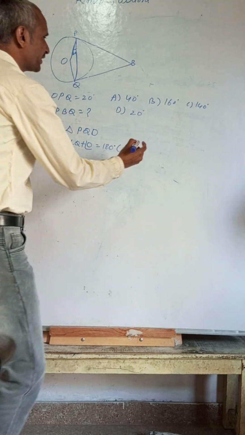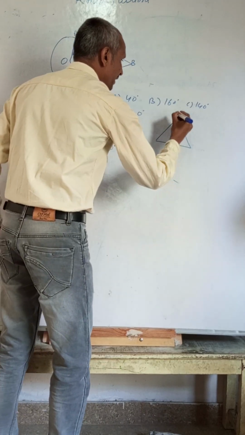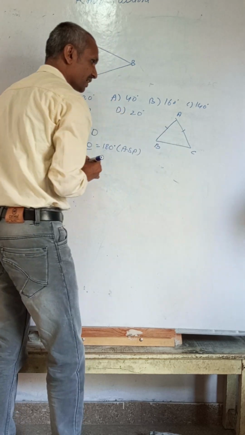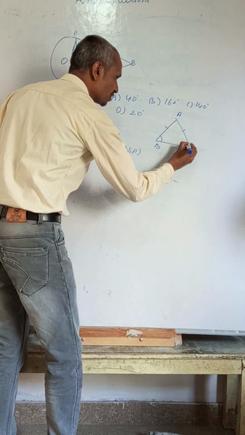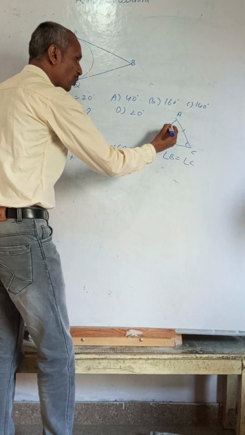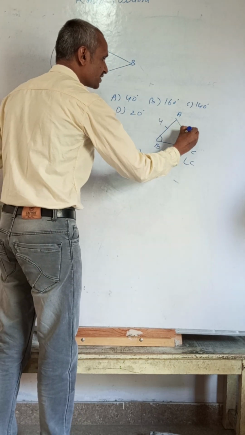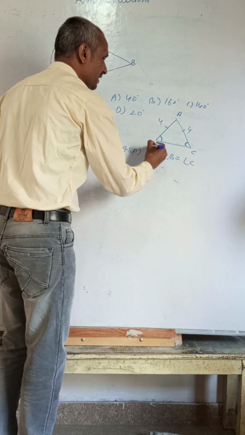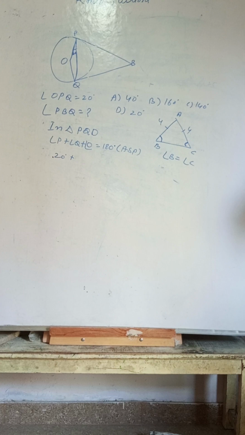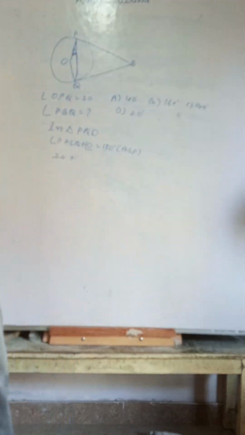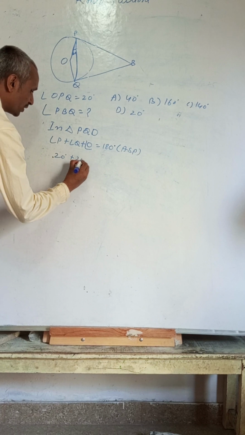Suppose, for example, this is a triangle ABC. This AB is equal to AC. Then angle B is equal to angle C. Why? Because suppose this is 4 centimeter, this also 4 centimeter. So in this isosceles triangle, the base angles are always equal. It is a theorem, you already read it. You are aware of it. So angle P is 20 degree, angle Q also 20 degree.